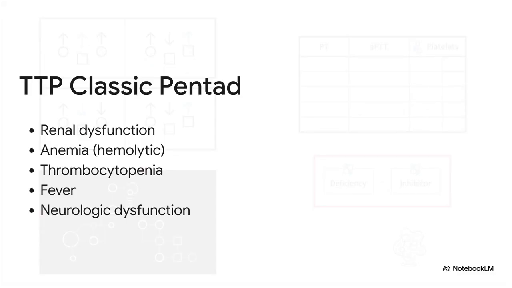Now, unlike DIC, thrombotic thrombocytopenic purpura, or TTP, is flagged by this classic FAT RN pentad: fever, anemia, thrombocytopenia, renal dysfunction, and neurologic dysfunction. This whole nightmare is driven by a life-threatening deficiency of the ADAMTS13 protease. You could think of the ADAMTS13 protease as a pair of molecular scissors. Its whole job is to chop up these giant von Willebrand factor multimers. But when those scissors are missing, or they're blocked by an antibody, these massive sticky VWF complexes just float through the blood. They grab platelets indiscriminately and create dangerous microthrombi that severely impact the brain and the kidneys.